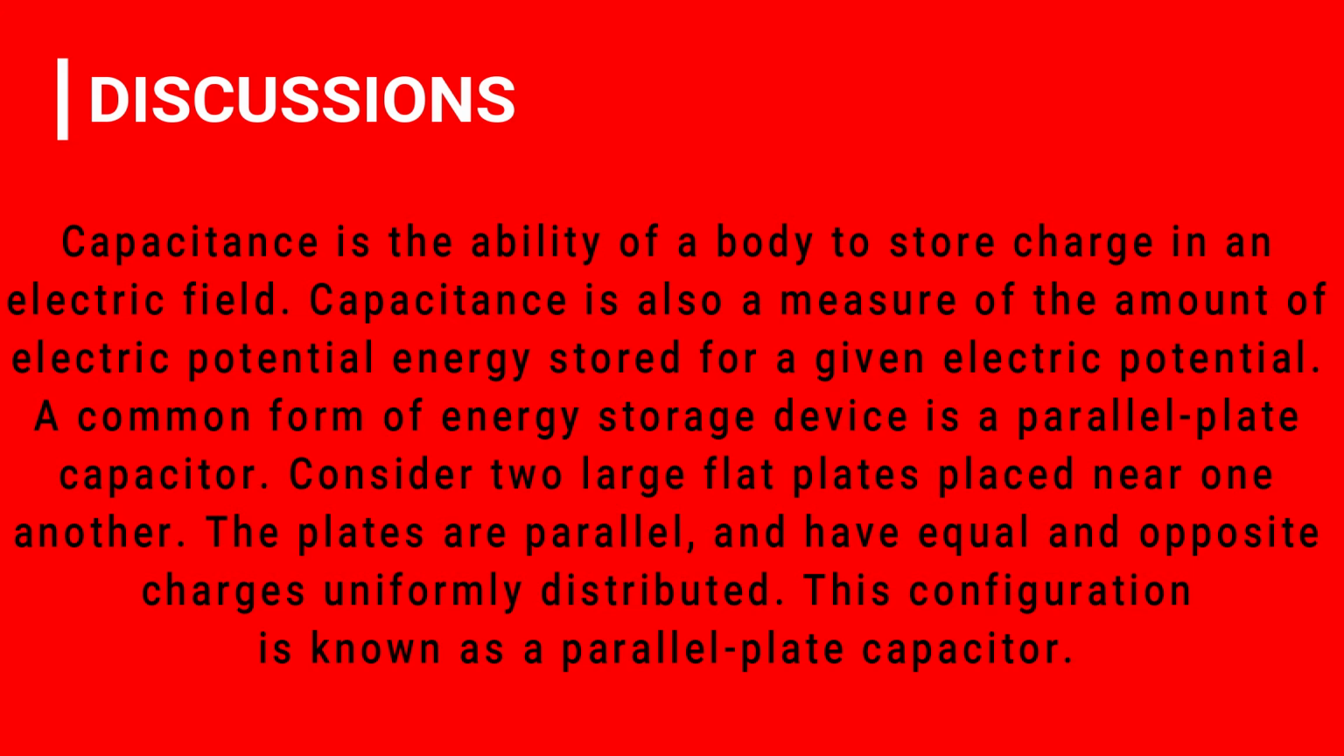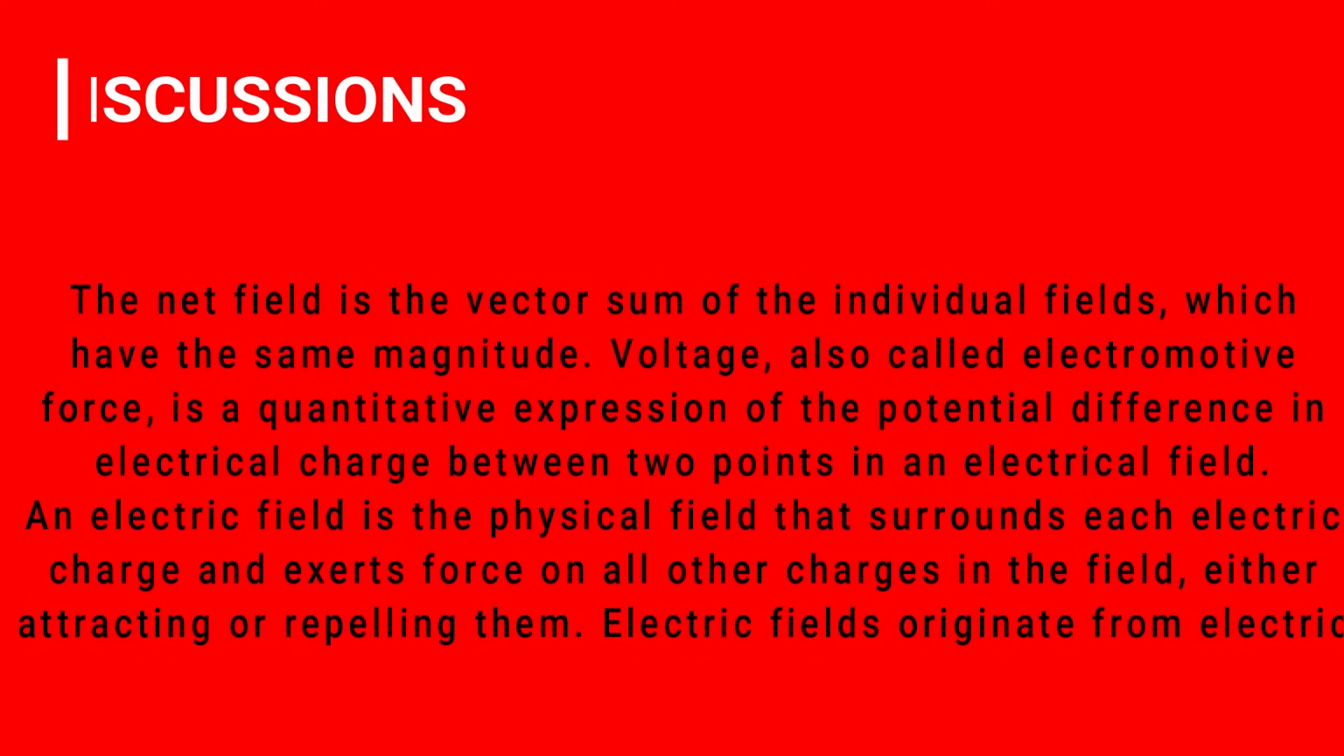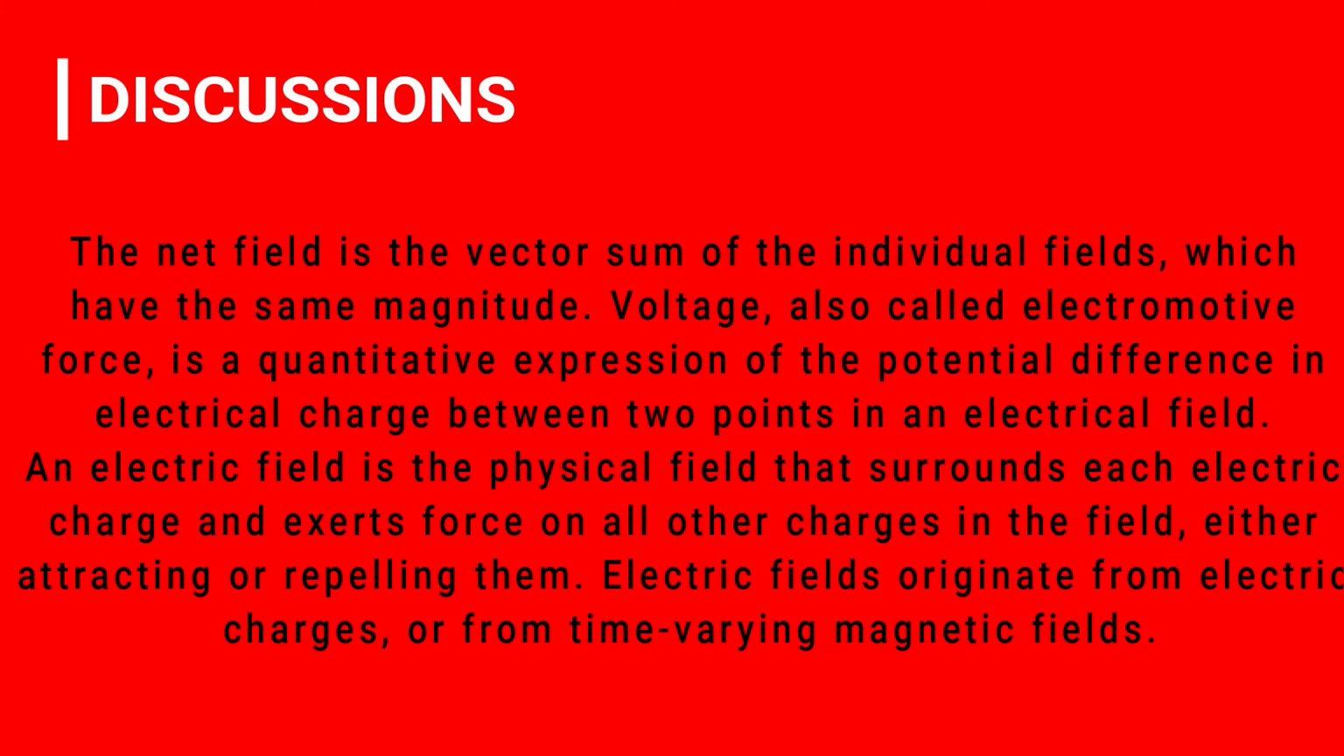A common form of energy storage device is a parallel plate capacitor. Consider 2 large flat plates placed near one another. The plates are parallel and have equal and opposite charges uniformly distributed. This configuration is known as a parallel plate capacitor. The net field is the vector sum of the individual fields, which have the same magnitude.